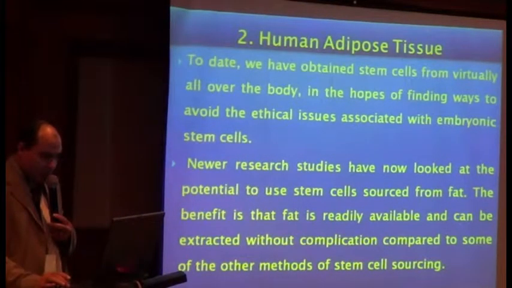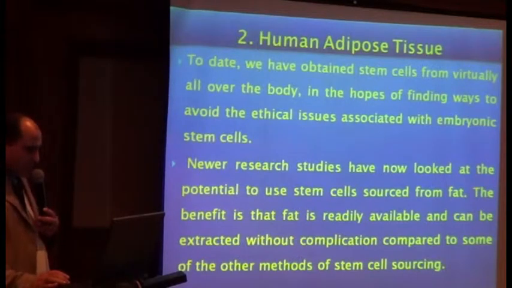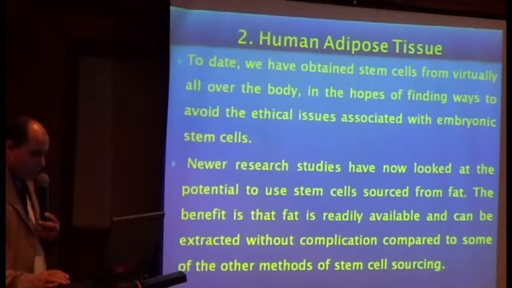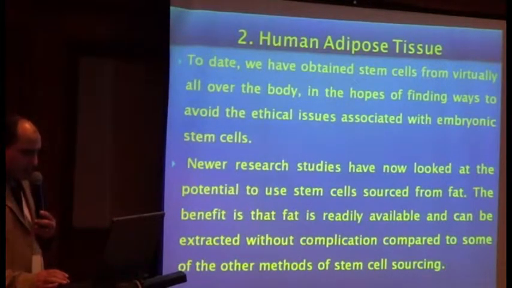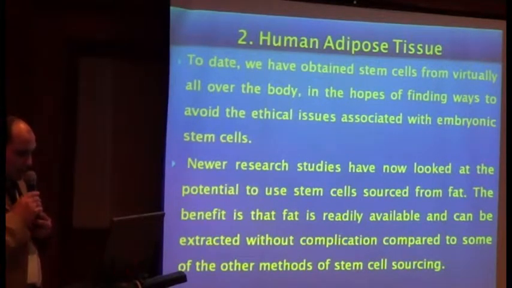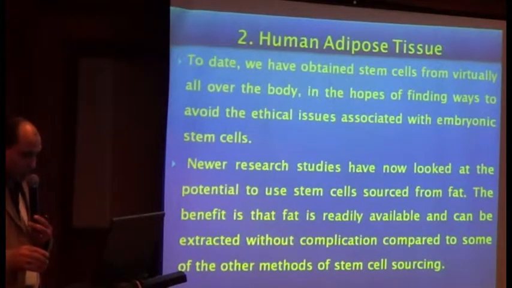The second source of mesenchymal stem cells is human adipose tissue. To date, we have obtained stem cells from virtually all over the body in the hopes of finding ways to avoid the ethical issues associated with embryonic stem cells. Newer research studies have now looked at the potential to use stem cell sources from fat. The benefit is that fat is already available and it can be extracted without complication compared to some of the other methods of stem cell sourcing.